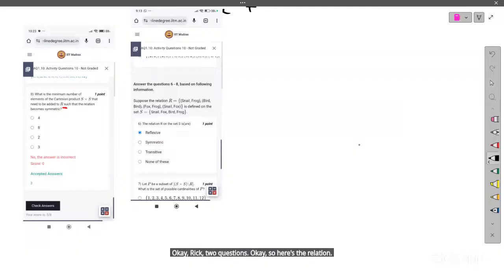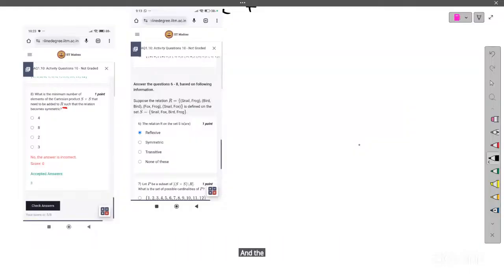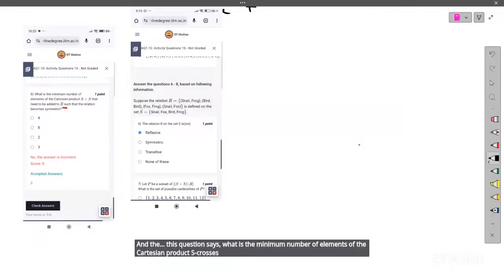Okay, so here the relation is given. The set S is snail, fox, bird, and frog. R is some relation defined on S. The question asks: what is the minimum number of elements of the Cartesian product S cross S that need to be added to R such that the relation becomes symmetric?